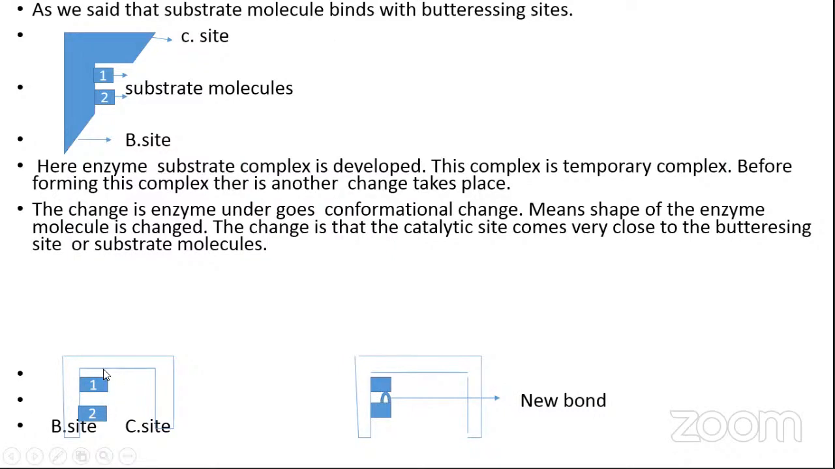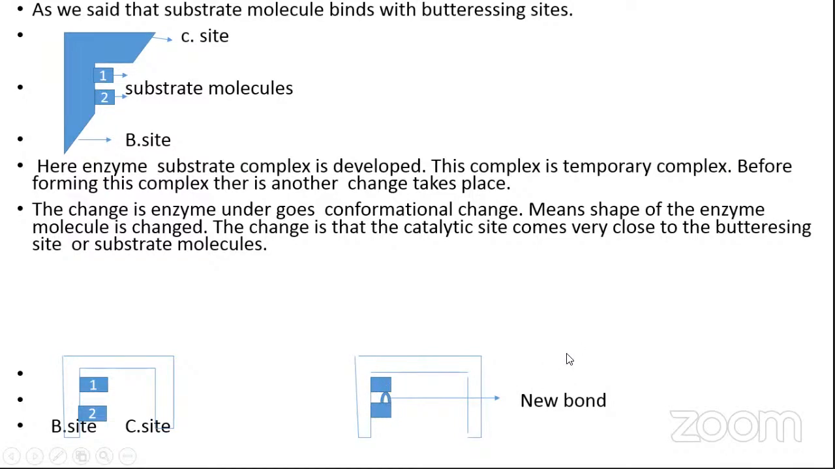And the substrate molecules are separate in this diagram, which are attached to the buttressing site. And this catalytic site is coming closer to the substrate molecules. By the influence of this catalytic site, a new bond is developed between the two substrate molecules. And this new bond creation is only by the catalytic site. So, as a result of the catalytic site, new bonds are created between the substrate molecules which are attached to the buttressing site.